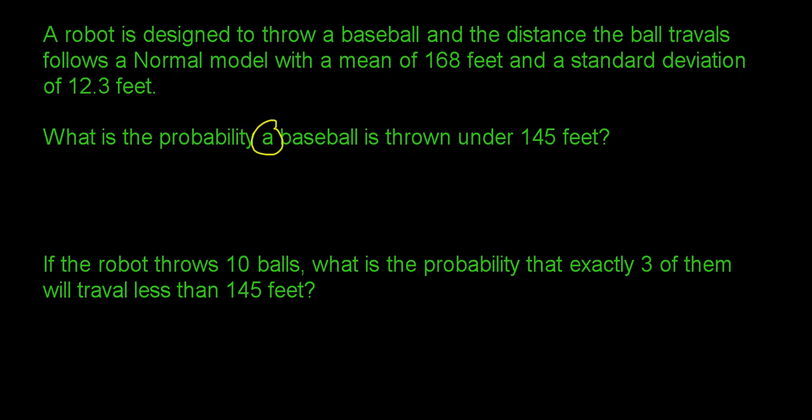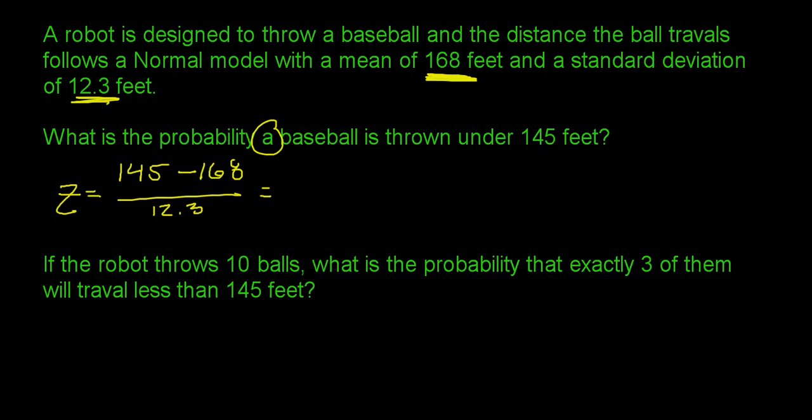So if I think about this normal model, I'm supposed to throw 168 feet, but it does deviate. So all I got to do is find the z-score, because if it follows a normal model, I could use normalcdf. So I'm going to find the z-score for 145 by subtracting the mean and dividing by the standard deviation. And let's see here, 145 minus 168 is negative 23, divided by 12.3. That is a z-score of negative 1.87.